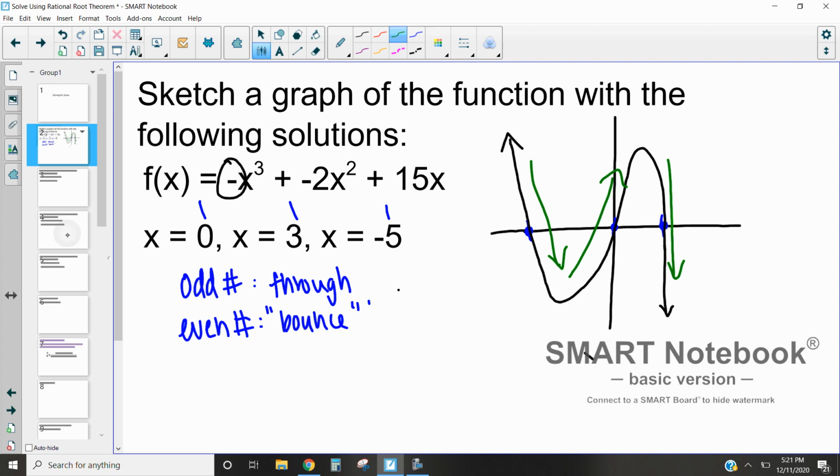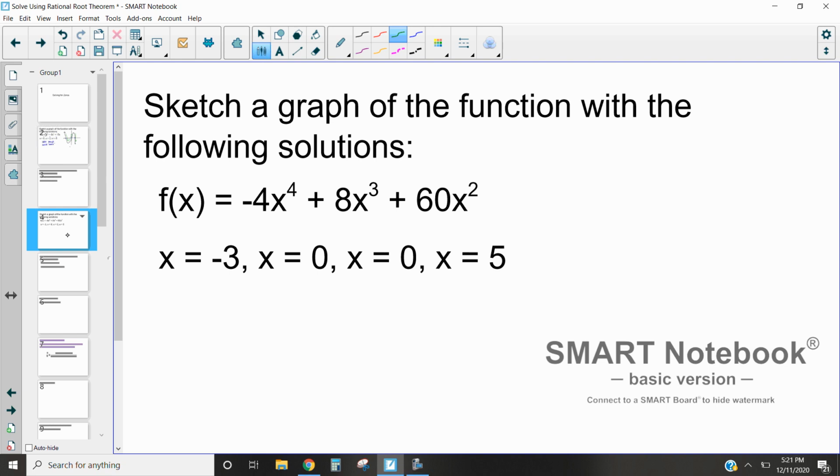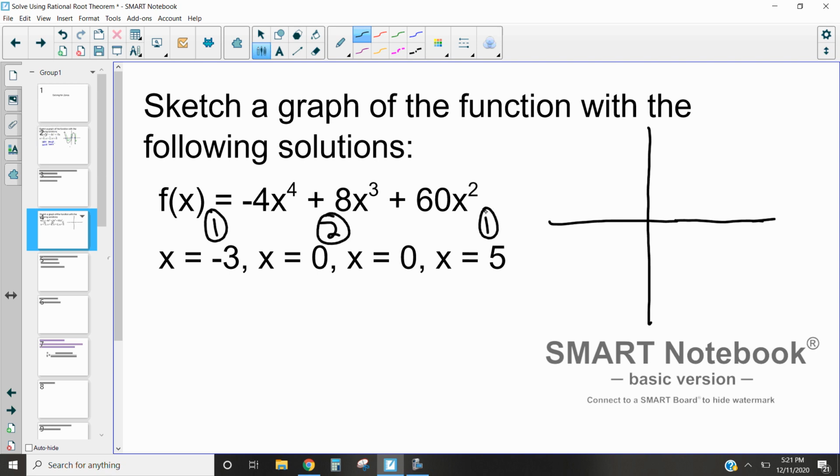So let's take a look at another example here. Now in this case, we do have a multiplicity, so let's sketch this graph here. We have 1, -3, we have 2 zeros, and then we have 1, 5. So at -3, as we draw our points here, we've got a -3, a 0, and a 5. That means at -3 and at 5, we're going to go through it.